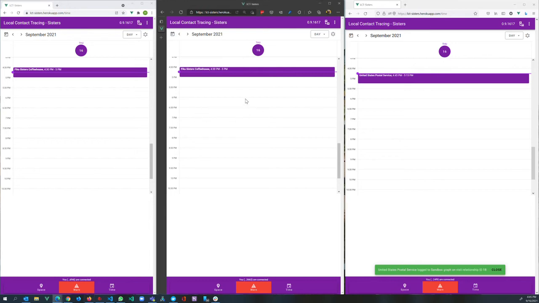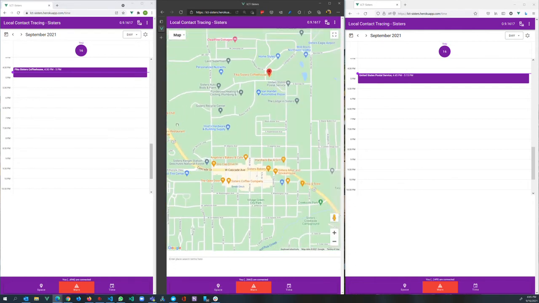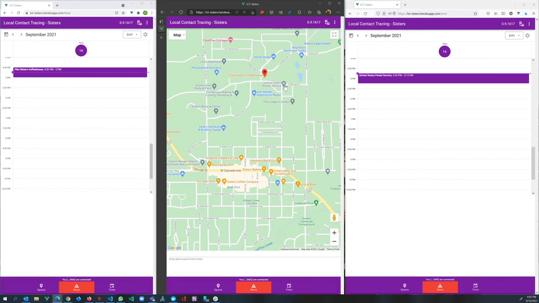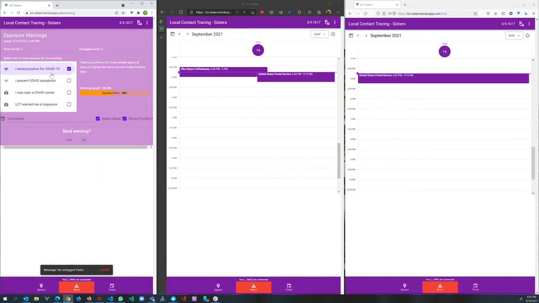Back here in the middle, this person grabbed a cup of coffee and then went over to the post office. So we have some overlapping times here. All right, so now everything is set. Now let's say that person number 1 over here discovers that they have tested positive. So now that they have a logged event, they go to the warning page and they just tested positive.